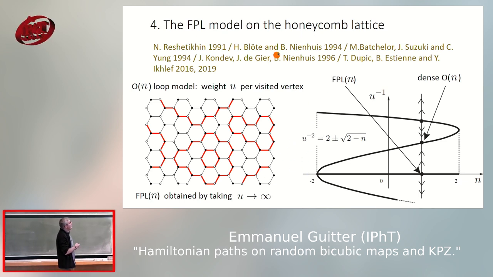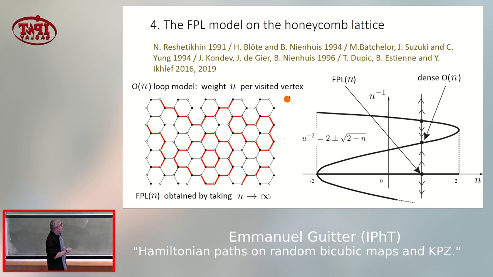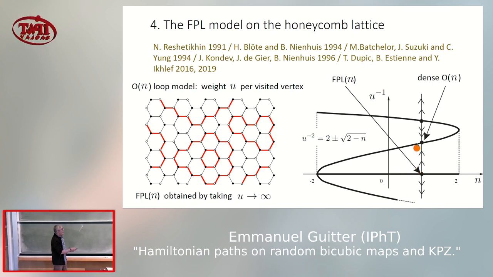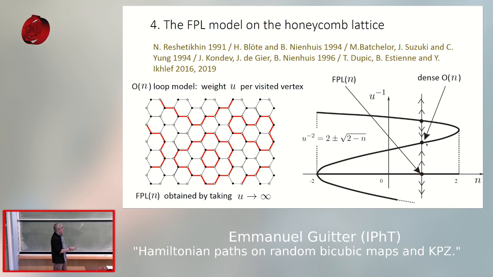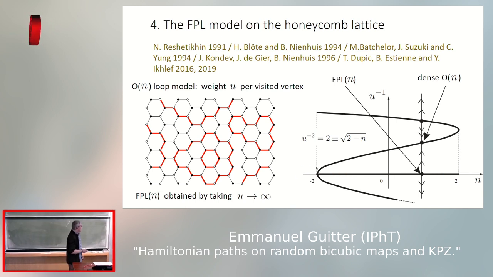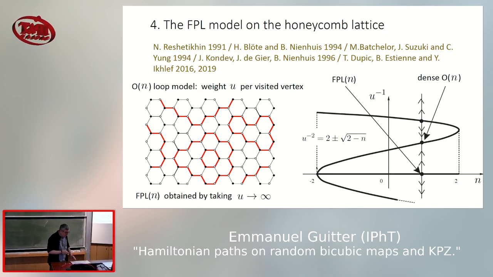One simple argument given by Blote and Nienhuis is that because all the loops have even length, this diagram should be invariant under u going to minus u. So these two lines here should be the same below. And since the flow is like this here, it must be like this here. So this has to be a line of unstable fixed points. That's the simplest argument. Then you have the other argument, because you can compute exponents and see that they are different from the exponents of the dense or dilute phase.